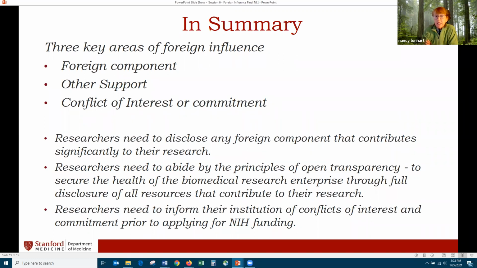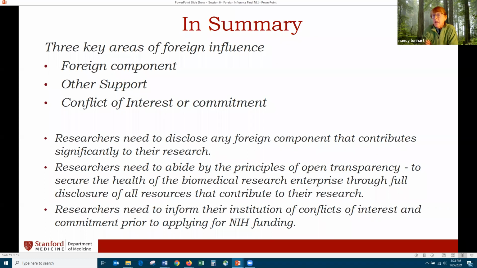Remember, our faculty, our PIs, when they assume the funding from the NIH, those are your taxpayer dollars, and they pledged to open that research to the public. It is required that it be in the public domain. That is the issue around the PMCIDs. This all goes back to open transparency. It does secure the health of the biomedical research enterprise.